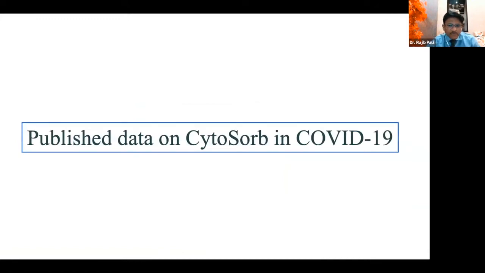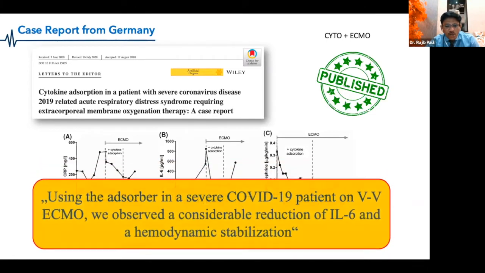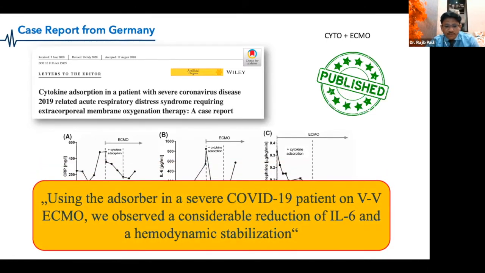Whatever published data we have, this is one of them, in which Cytosorb was used along with ECMO in a patient from Germany. It showed significant reduction in the CRP levels, IL-6 levels, and the requirement of norepinephrine, the improvement in the vasopressor requirement. So with ECMO, the patient given Cytosorb showed a significant improvement in the cytokinemia, really leading to a better hemodynamic stabilization.